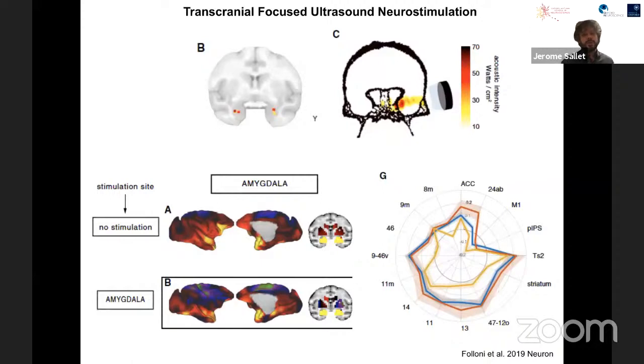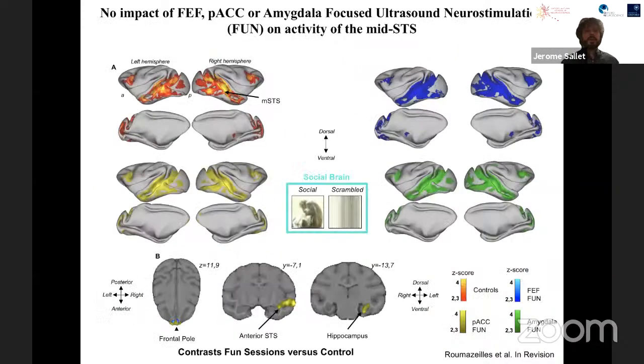Okay, so we know that when we stimulate brain regions, we can have an impact on the circuit. It changes the coupling of this region with other brain regions. So here we thought that because we had some effect as well in the frontal eye fields, maybe the mid-STS effect we noticed might be related to an additional effect.